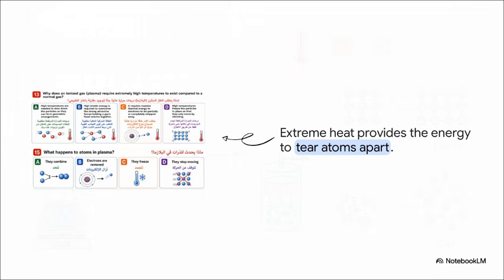Question 13 asks why ionized gas, or plasma, requires extremely high temperatures compared to normal gas. Look at option C. It requires massive thermal energy to allow electrons to be partially or completely stripped away. That is exactly what extreme heat does. It provides the sheer violence needed to tear atoms apart. And that leads right into question 15. What happens to atoms in plasma? Look at option B. Electrons are removed. The atoms are literally ripped apart into distinct pieces.